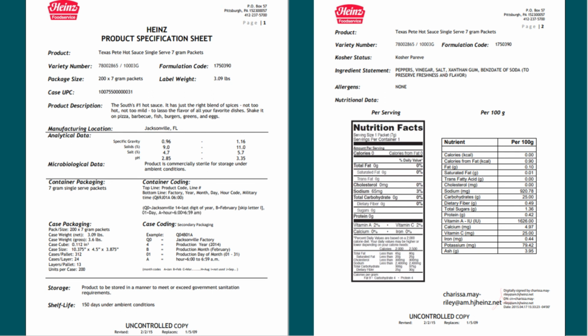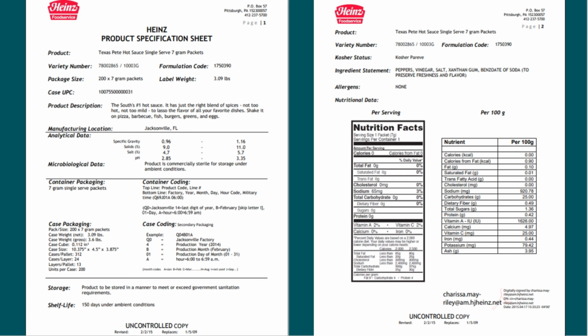Some of the specs they include here are the location of the production site of where this hot sauce is produced. Some of the things like the analytical data, microbiological data. So that's just the different specifications for the lab tests that they do. They have container and case coding, which is very useful for tracking information. So they're using more than just the expiration date. You can see the storage instructions on the bottom. So that's basically where to store it. The shelf life as well.